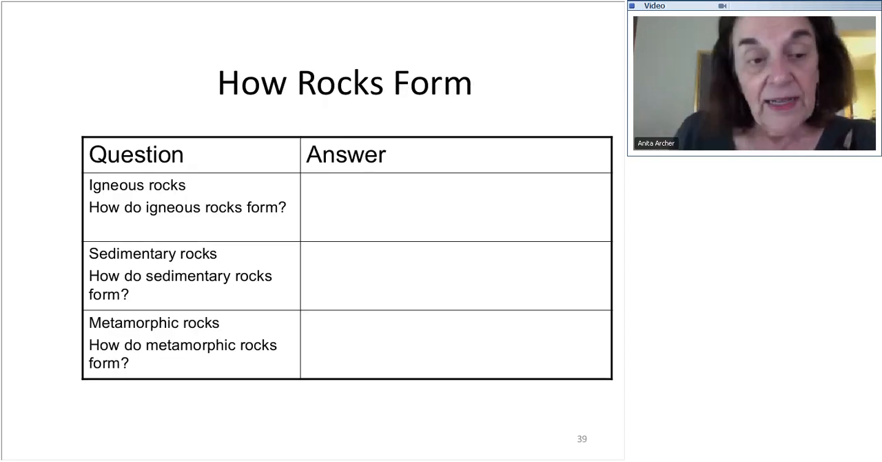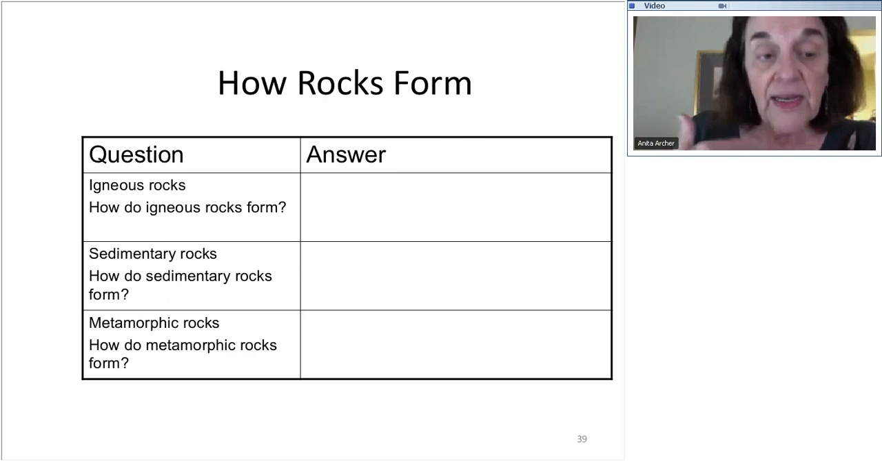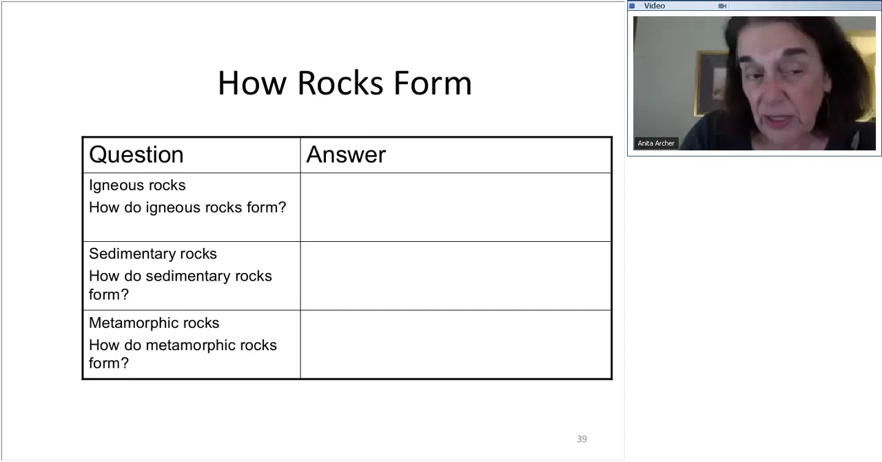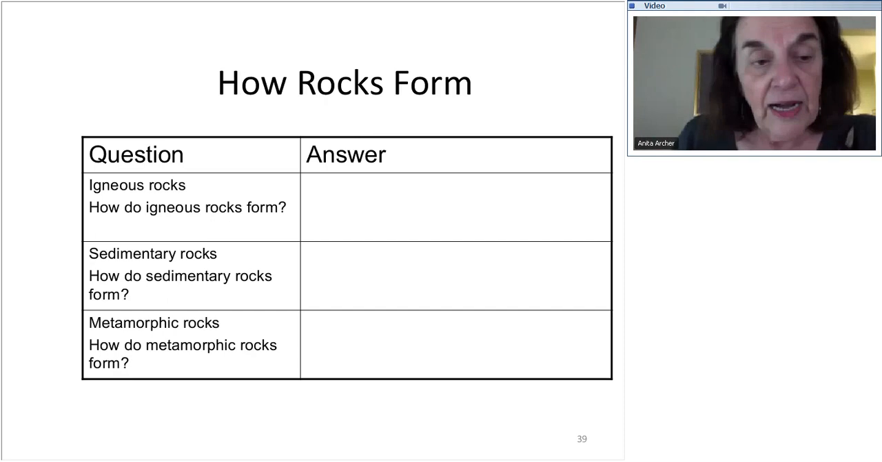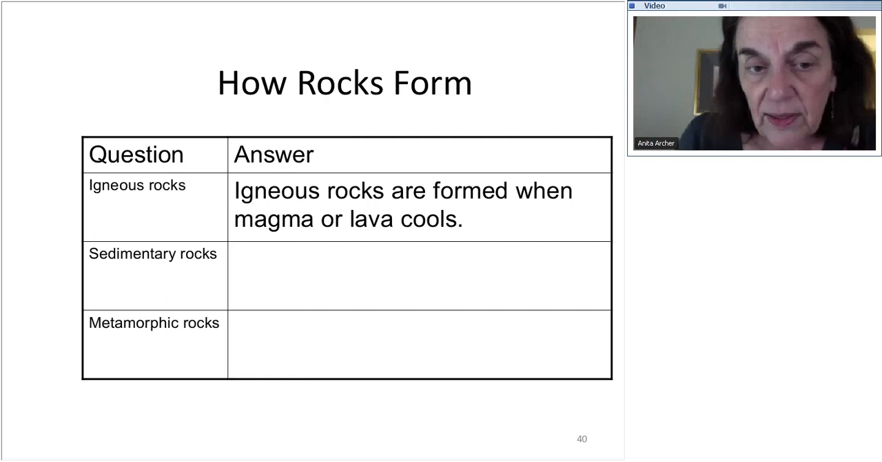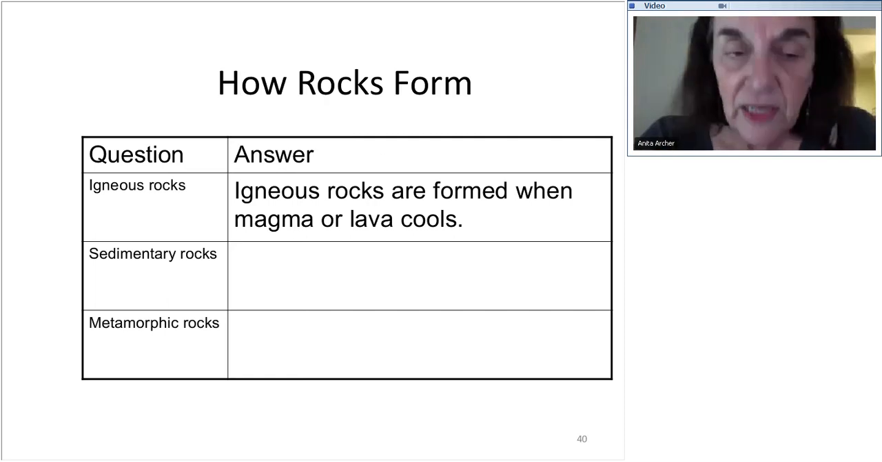And so here we had a heading, how rocks form, and then we had 3 subheadings. And so they wrote down how do igneous rocks form, how do sedimentary rocks form, how do metamorphic rocks form. So we went and read the first section on igneous rocks, how do igneous rocks form, and then we wrote down an answer. Simple, but simple doesn't mean it's not powerful.